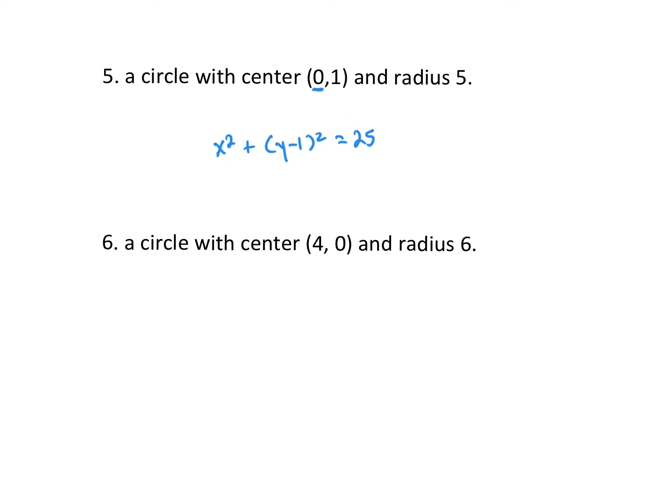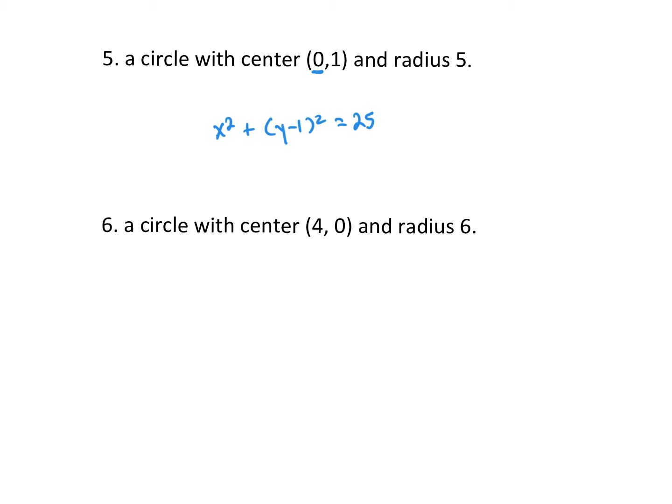And finally, number 6, a circle with center 4, 0 and radius 6. The x has a 4, so we do x minus 4 squared. The y doesn't have anything, so it's y squared. And our radius is 6, so we got to square that, which is 36.